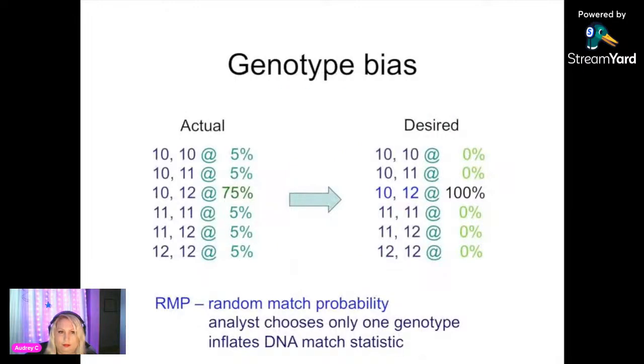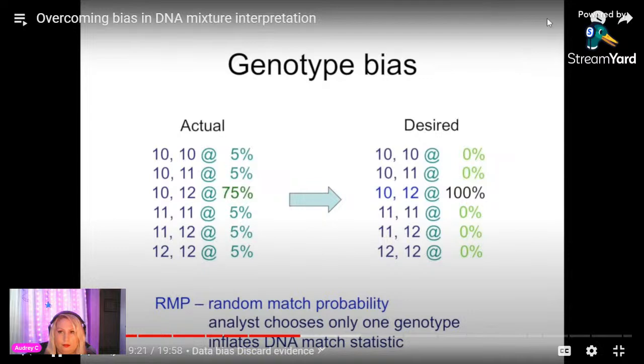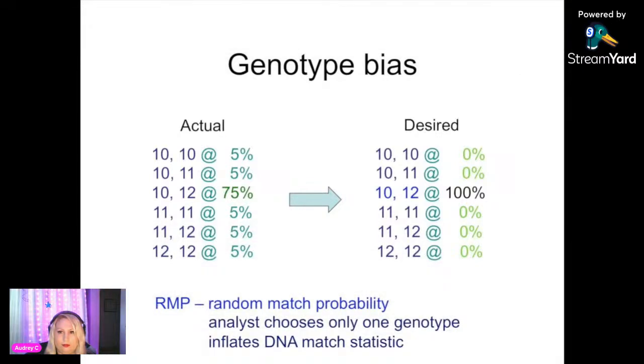A genotype bias occurs when the actual genotype, the probability distribution, is transformed into something else that's more desirable, maybe because it's simpler or maybe because it helps reach a particular conclusion. Here we see how different genotype possibilities with one main possibility at 1012 with 75% probability is just converted into a 1012 because the analyst chooses one genotype to simplify the problem. This is done in the random match probability, or RMP, mixture interpretation method. And the result is to inflate the DNA match statistic by putting 100% weight in the numerator instead of only the 75% that scientifically belongs there.